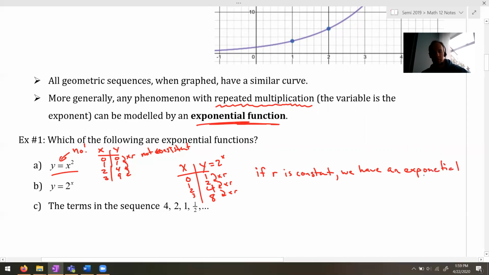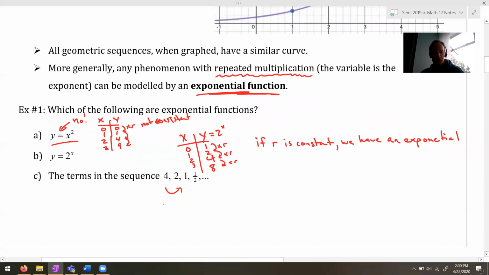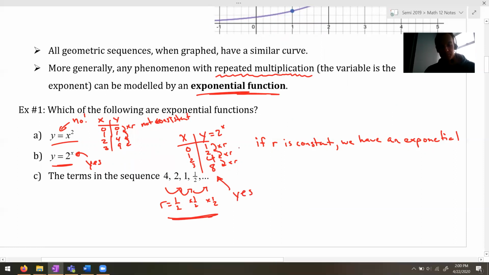Okay, gotta think about how to spell that. Okay, this last one, the terms in the sequence 4, 2, 1, a half. And again, we can see that r is equal to a half, and then it's a half again, times a half, times a half, times a half. So yes. Okay, so this one was a yes, and so is this. So the condition for it to be exponential is we need constant values of r as we move from successive values of x, or we're multiplying by the same number repeatedly.